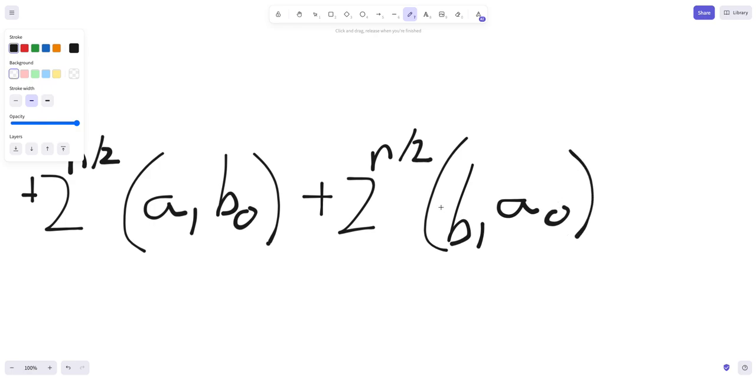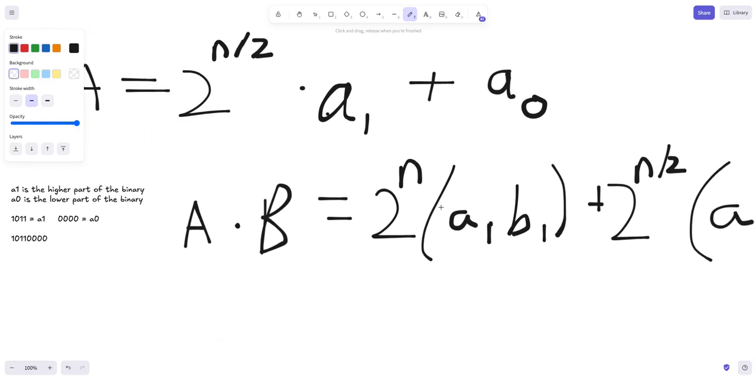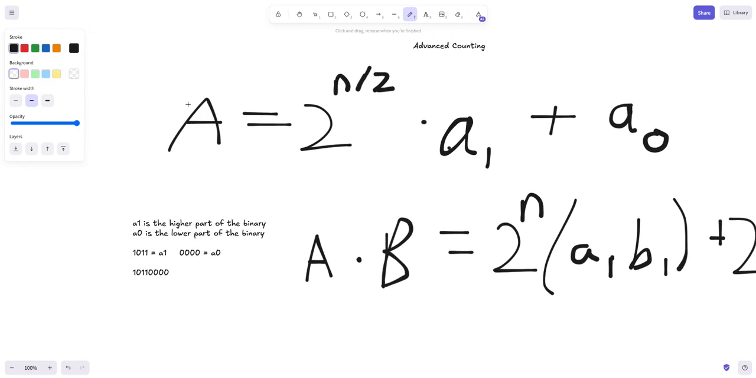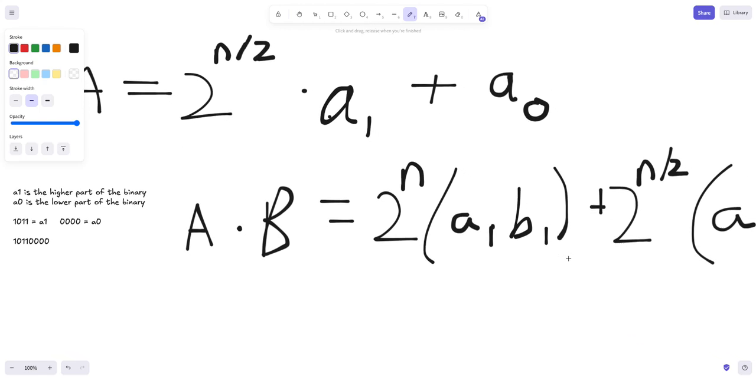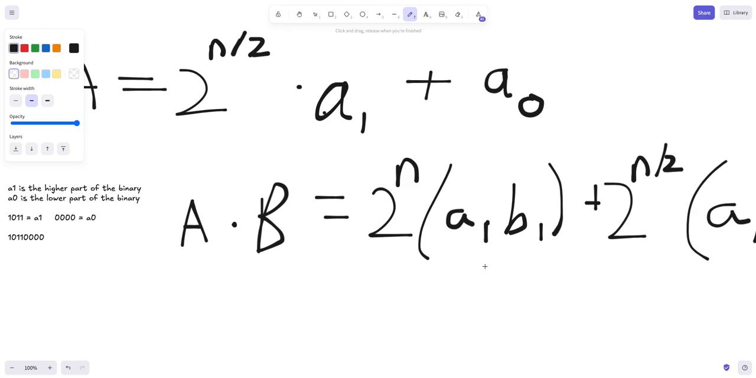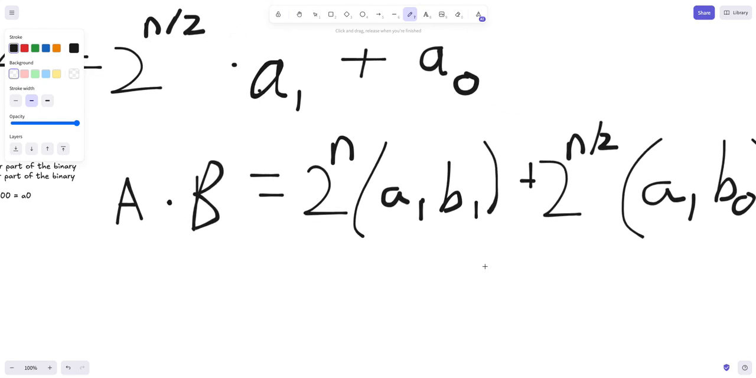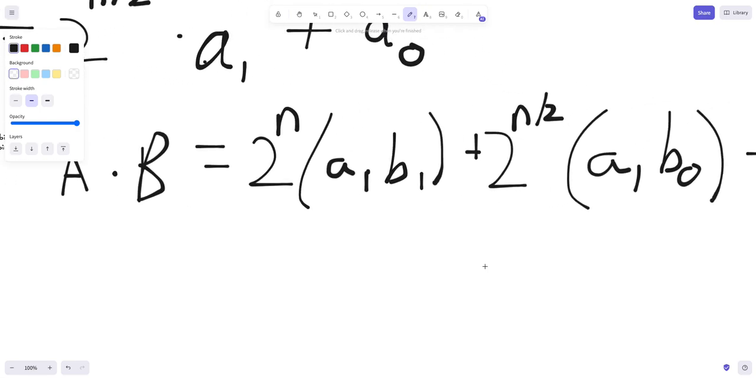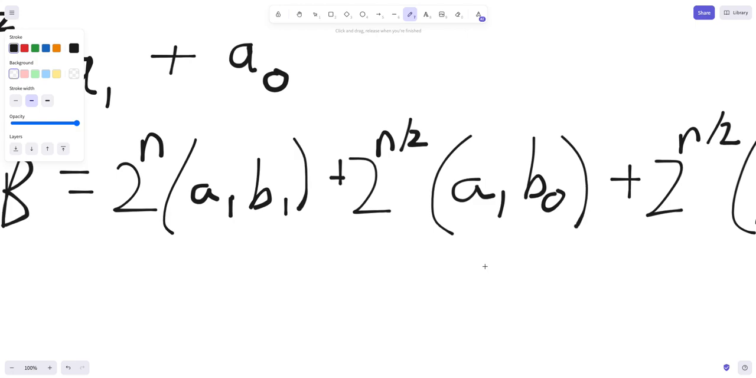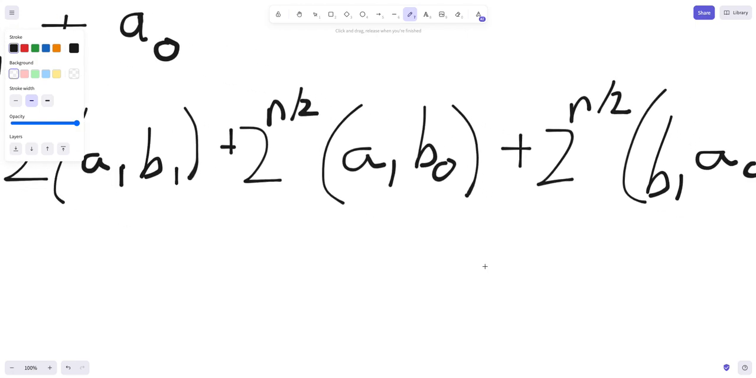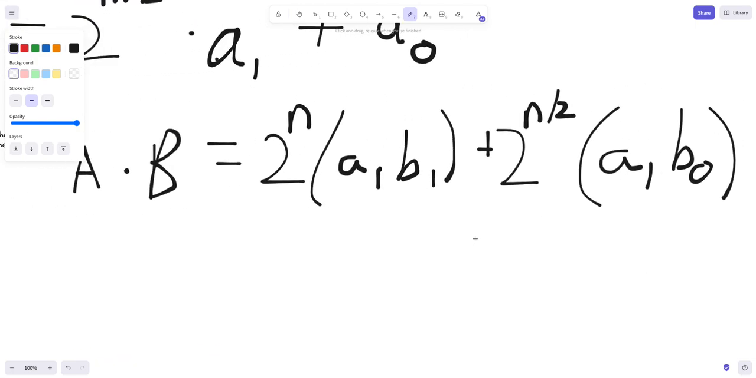You can see this equation by simply multiplying it. You can write B in the same way as we wrote A, so B would be equal to 2 to the power n over 2 times B1 plus B0. And then when you multiply it, you would get this equation. You can try that out by yourself. And as you can see over here, we're having to consider 3 multiplications.